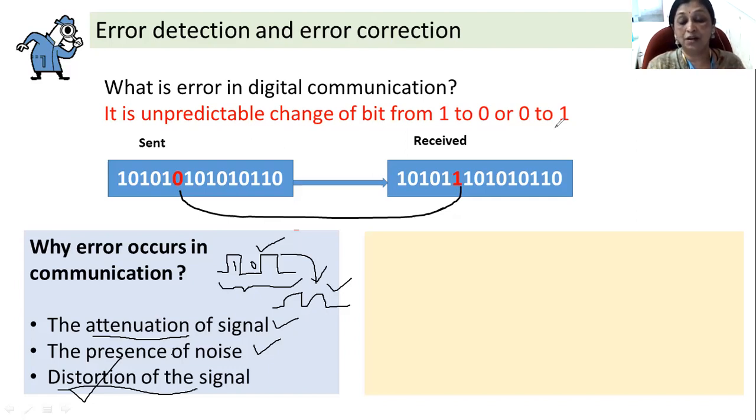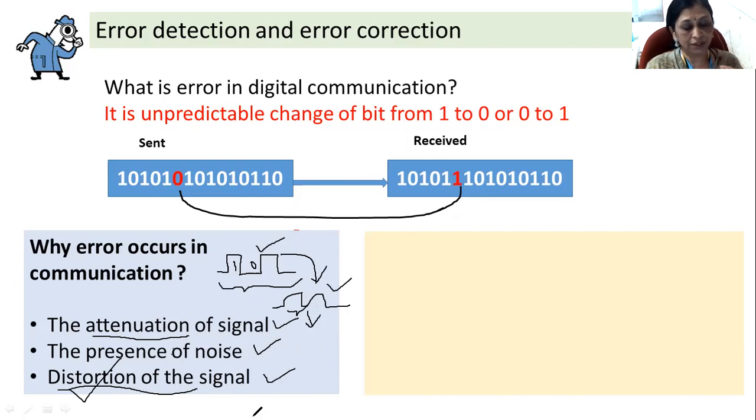The same thing will happen with the signals. So when you try to transmit a high bandwidth signal through a low bandwidth media, such a change in the shape of the signal will take place, and this change in the shape of the signal is called distortion of the signal, and this distortion of the signal may lead to error. So this change in the shape may change the bit from 0 to 1 or 1 to 0.